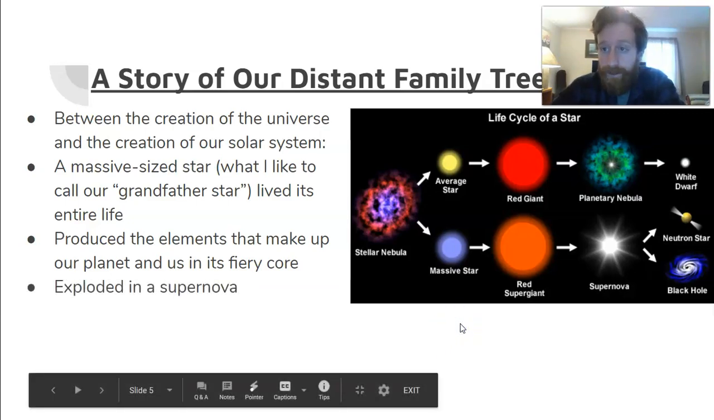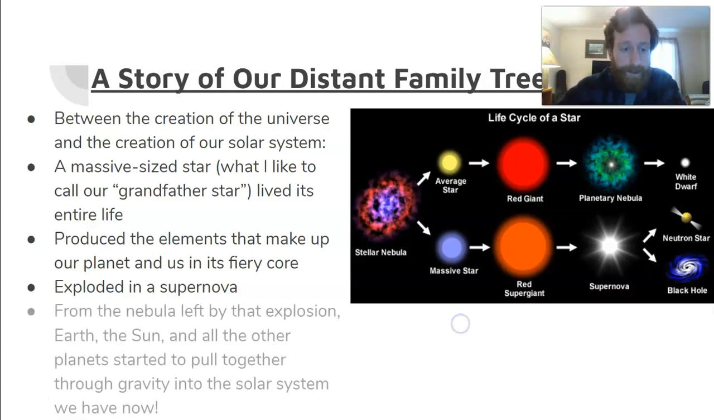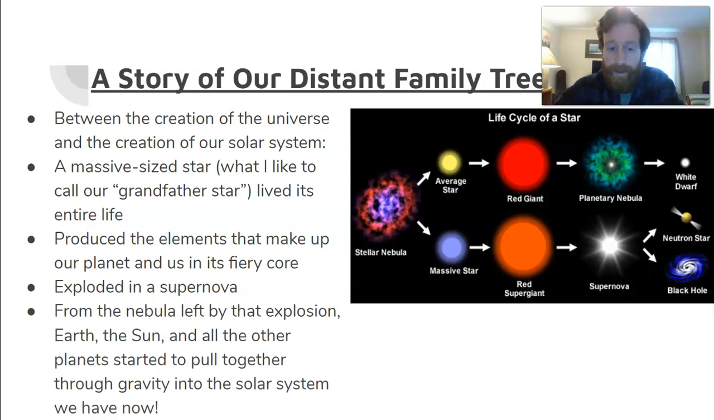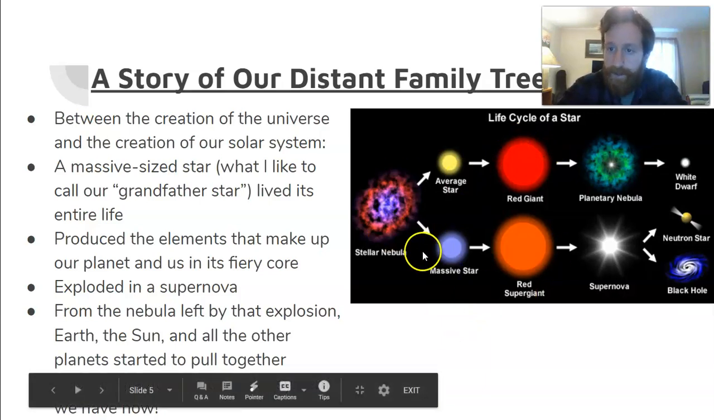It exploded in a supernova. I'll talk about how we know that in just a bit. And then from the nebula left by that explosion, from this cloud of dust and gas left by the explosion of that star, Earth, the Sun, and all other planets started to pull together through gravity into the solar system we have now.